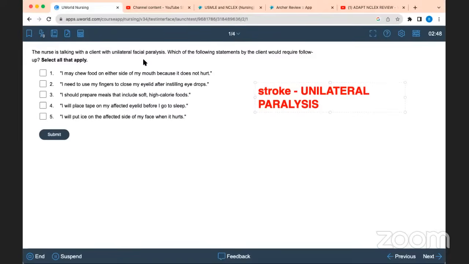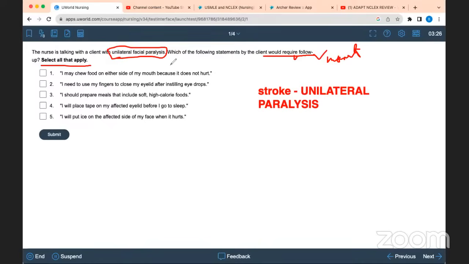And then she's talking with the client with what? Unilateral paralysis. This is the key word. Which of the following statements by the client will require follow-up? Select all that apply. As one of you asked, Gloria asked, if they say require follow-up, this is an intervention. You are intervening on whatever wrong answer they've asked or said. So it's a form of intervention question, because it requires a follow-up.